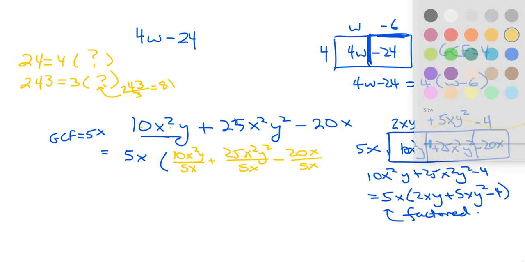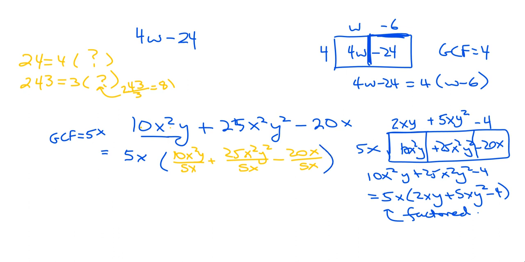Okay, so we're never ever going to write this step unless you really need it. And so that's going to be 5x times, and let's reduce each of these fractions. 10 divided by 5 is 2, x squared divided by x is x, and then we have a y. 25 divided by 5 is 5, x squared divided by x is x, and then we have y squared. And then negative 20 divided by 5 is negative 4, and the x's become just 1. And that's it, and that's factored.